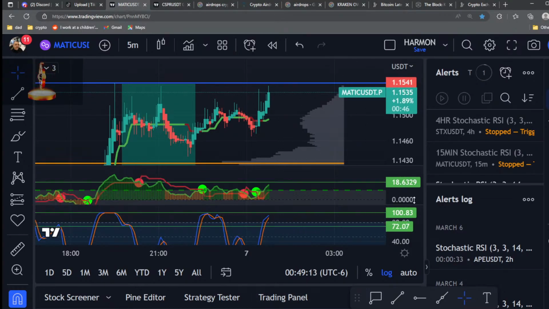Now remember, we don't have that strong of a pump because the RSIs are all oversold right now, so we're in a very interesting position. My stop loss is going to be at the bottom of this candle here, which is 115.12. I'm currently at 115.40.